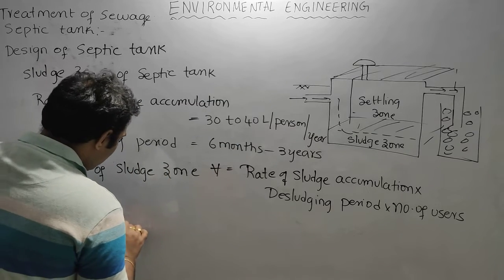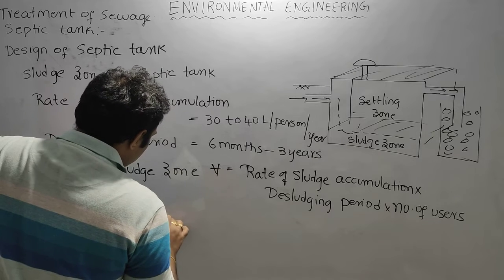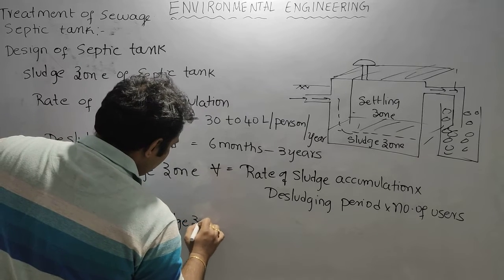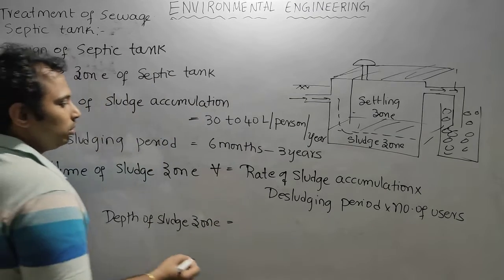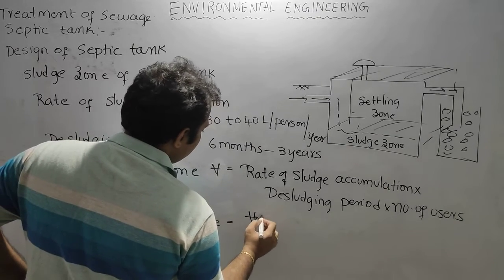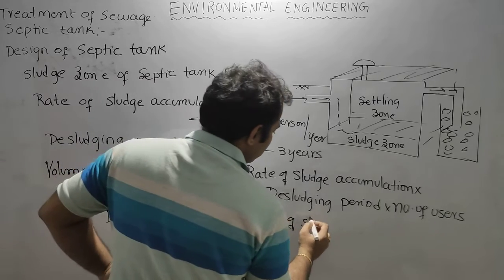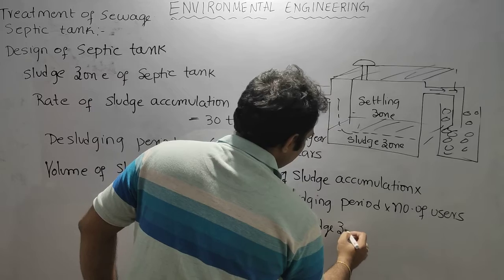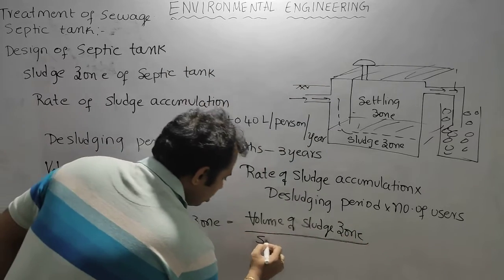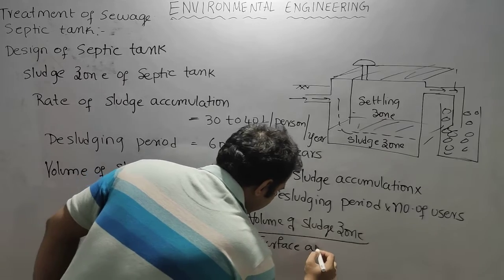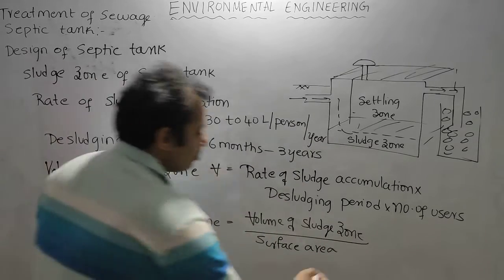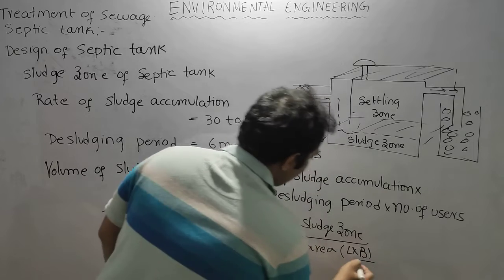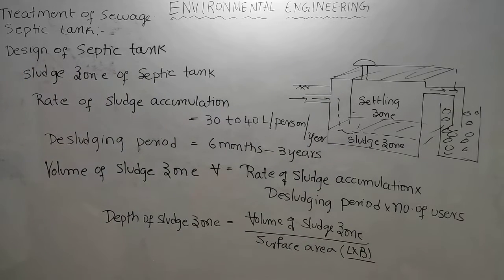Now we are designing the depth of the sludge zone. The depth of the sludge zone is equal to the volume of the sludge zone divided by the surface area. Surface area means L into B, which we have already found for the settling zone. Okay. So likewise, generally we design the septic tank.